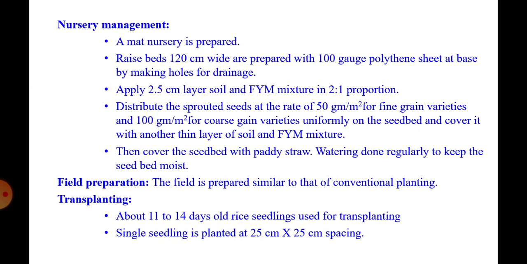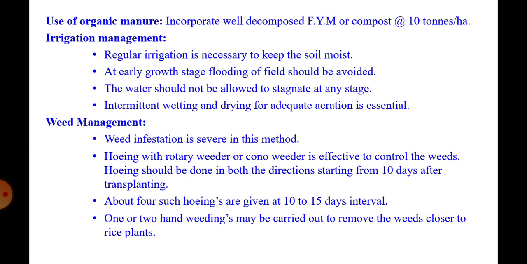Field preparation: the field is prepared similar to that of conventional planting. Transplanting: 11 to 14 day old rice seedlings are used for transplanting. A single seedling is planted at 25 by 25 centimeter. The seedling should not be planted too deep into the soil. Use of organic manure: incorporate well decomposed FYM or compost at the rate of 10 ton per hectare.